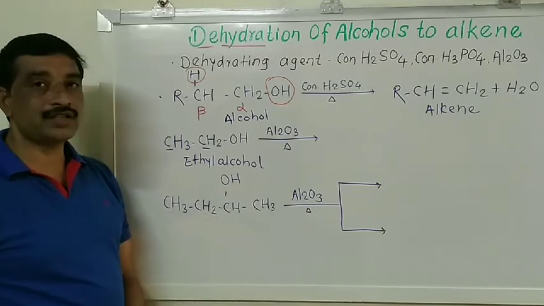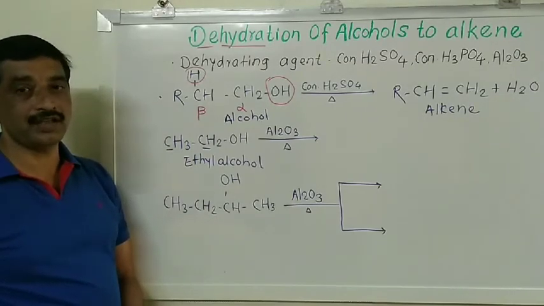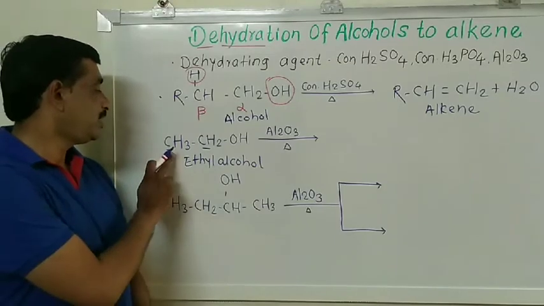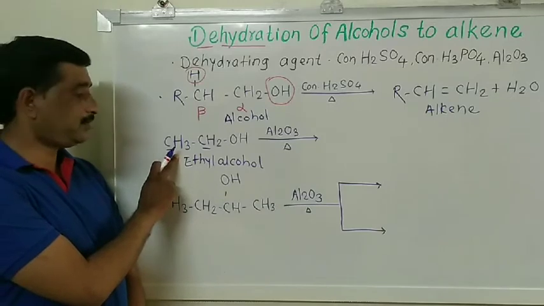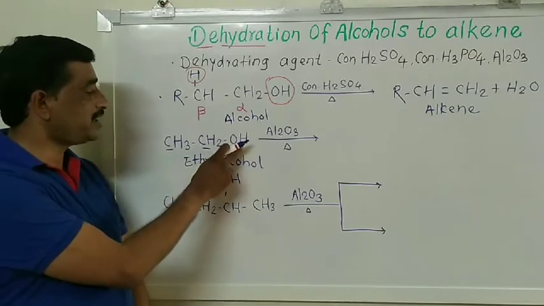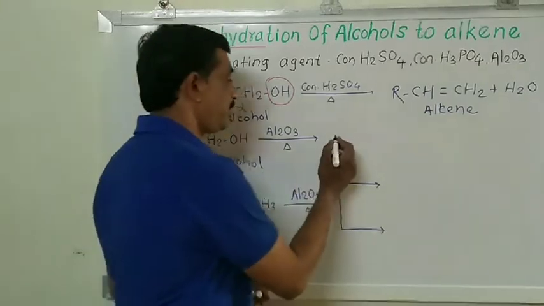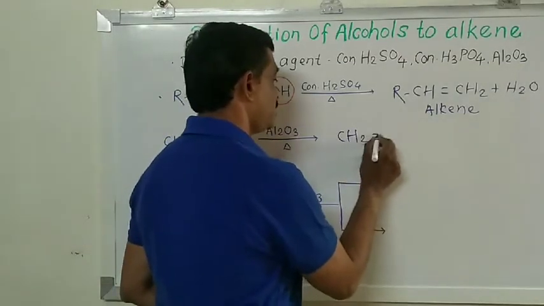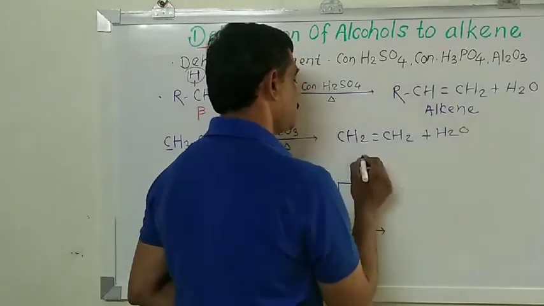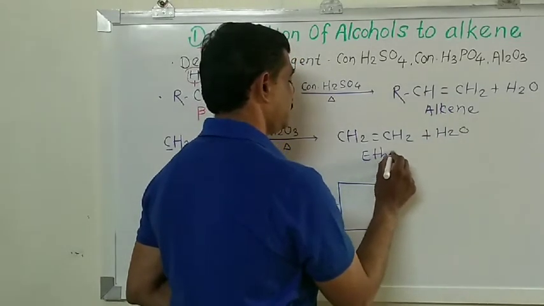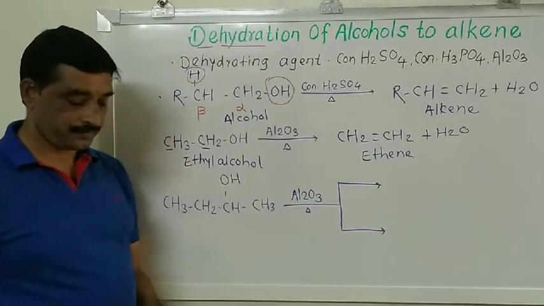When ethyl alcohol is heated with alumina, then what happens? There is formation of ethene. How is ethene formed? One hydrogen atom is eliminated from this carbon atom and the OH group is eliminated from this carbon atom, and we get the compound CH2=CH2 plus H2O. So we get here ethene as the alkene.